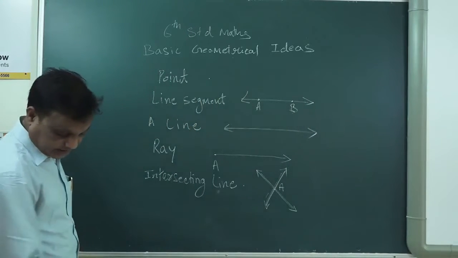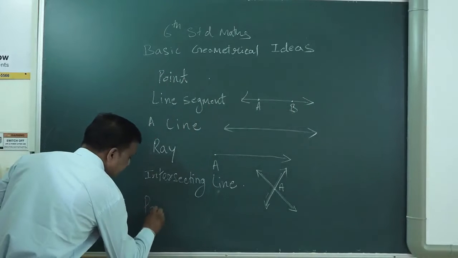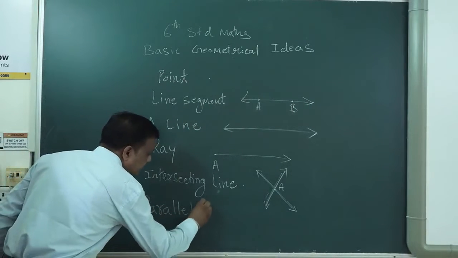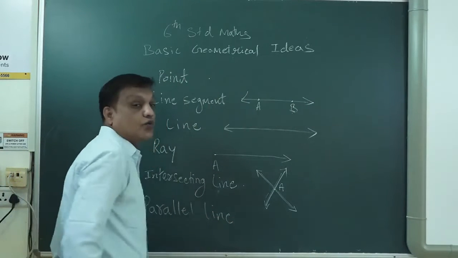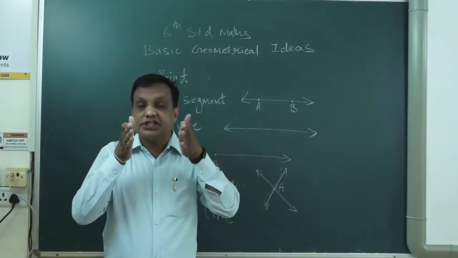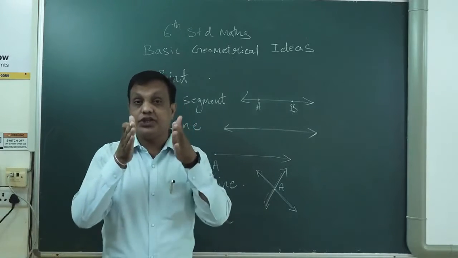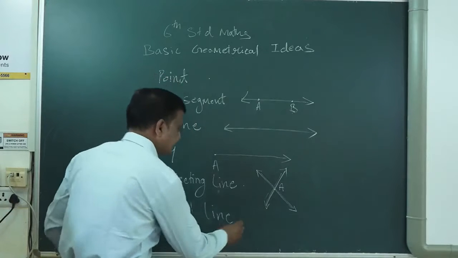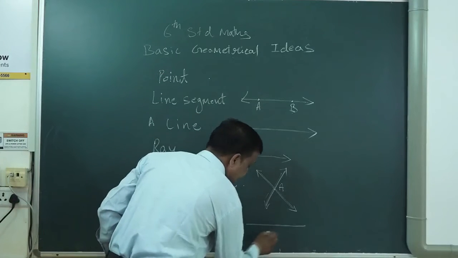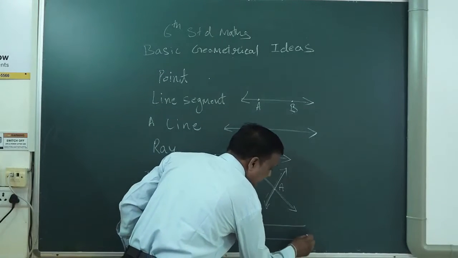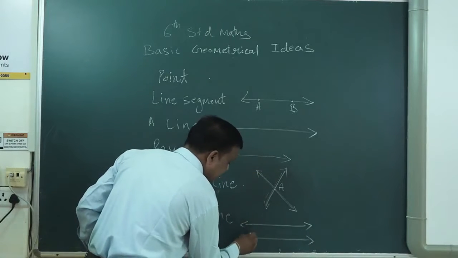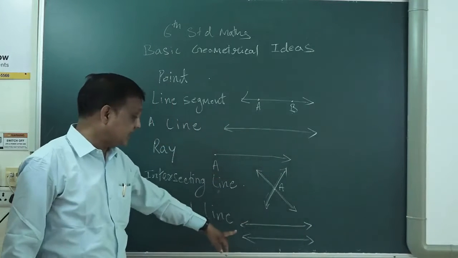Now the next one is parallel. What is this parallel? Parallel means two straight lines which do not meet each other. These lines are parallel lines.